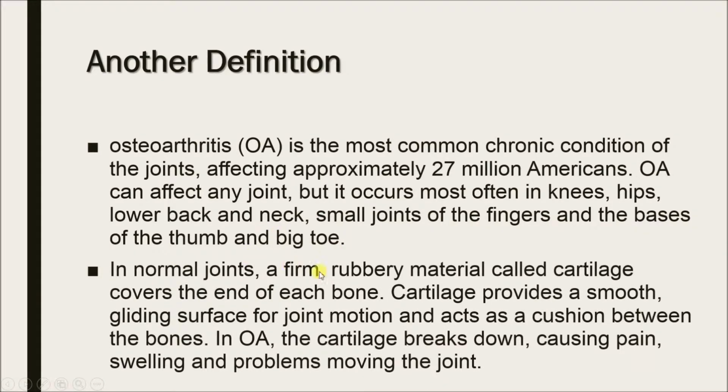In normal joints, a firm rubbery material called cartilage covers the end of each bone. Cartilage provides a smooth gliding surface for joint motion and acts as a cushion between bones. In osteoarthritis, cartilage breaks down, causing pain, swelling, and problems moving the joint.